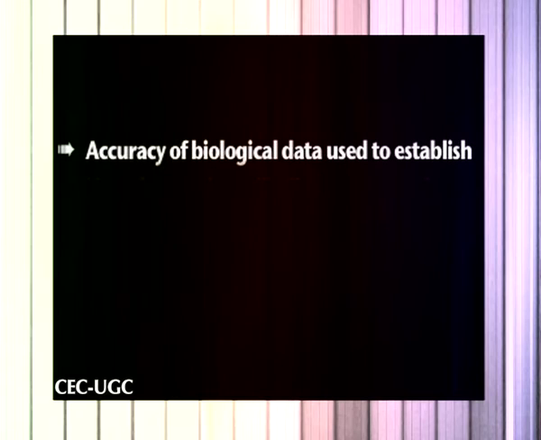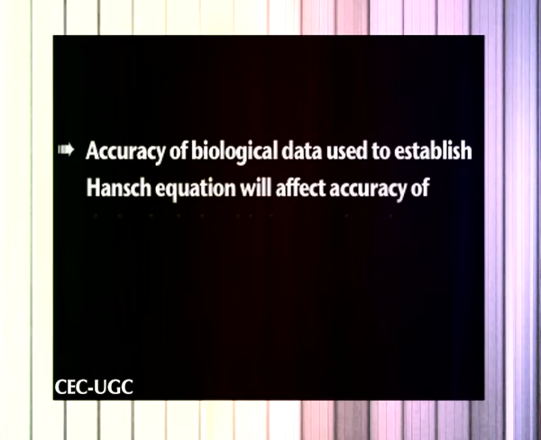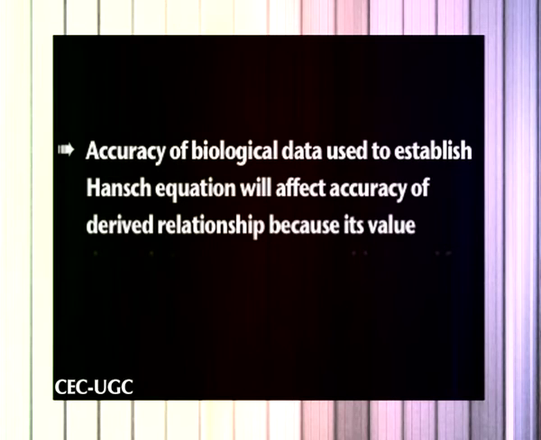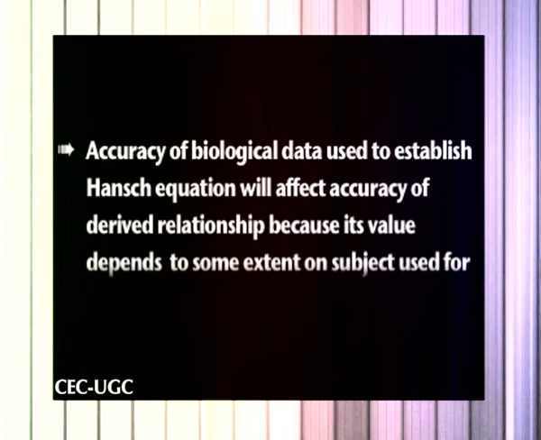Where the substituents are being varied, it is also necessary to use as wide a variety of substituents in as large a range of different positions as possible. The accuracy of the biological data used to establish a Hansch equation will affect the accuracy of the derived relationship because its value depends to some extent on the subject used for the measurement. Consequently, it is necessary to take a statistically viable number of measurements of any biological data such as activity and use an average value in the derivation of Hansch equation.